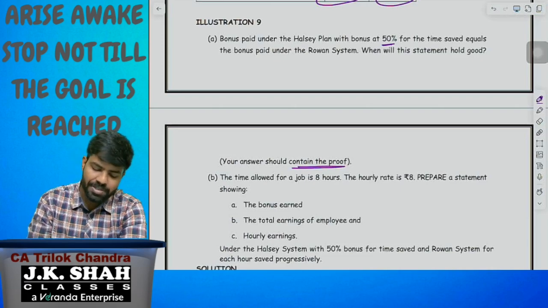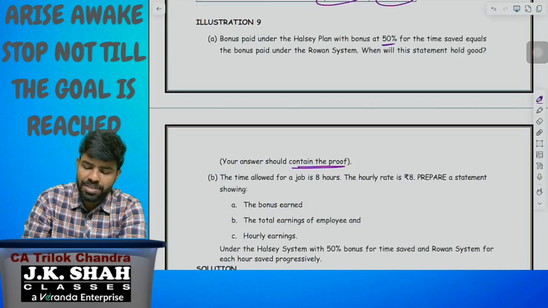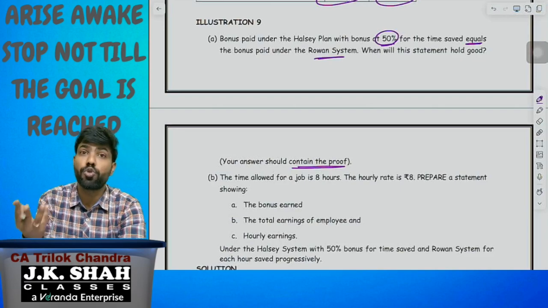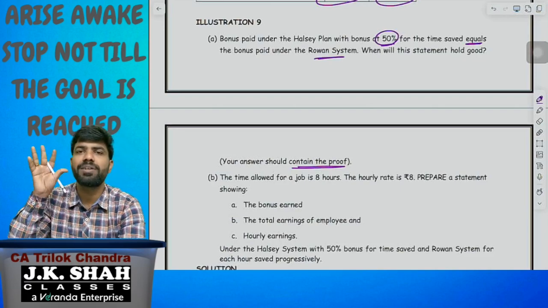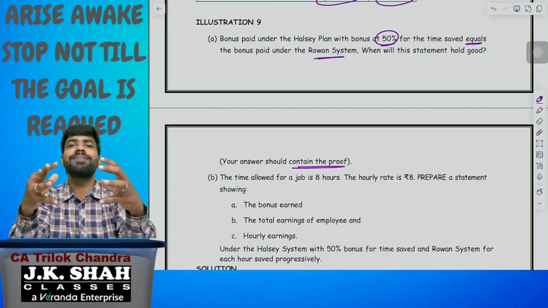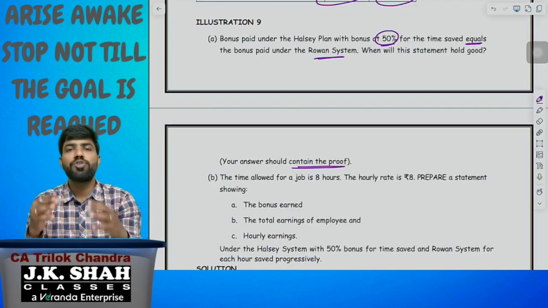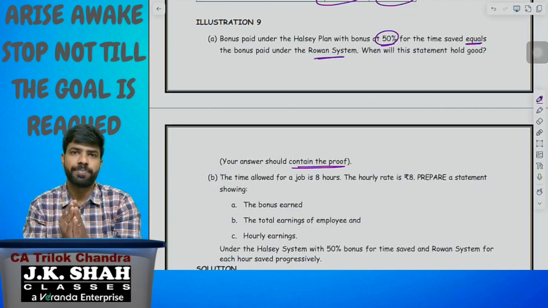Let me solve the first requirement first. Bonus paid under Halsey plan with bonus at 50% of the time saved equals the Rowan system when the statement holds good. So what they mean to say is, when will the bonus under Halsey and the bonus under Rowan be the same. And they are asking to prove by showing the calculation.